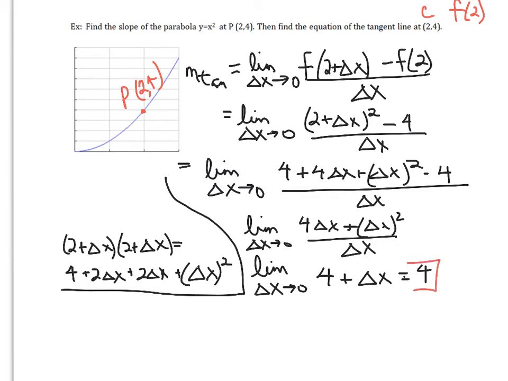Now what does that 4 represent? It is the slope of f of x at the point P, which in this case is (2, 4). And that makes sense in this problem. If I were to draw in that tangent line, I would say, yeah, that looks like it could have a slope of 4. Let's take the next step and now use that slope to find the equation of the tangent line.